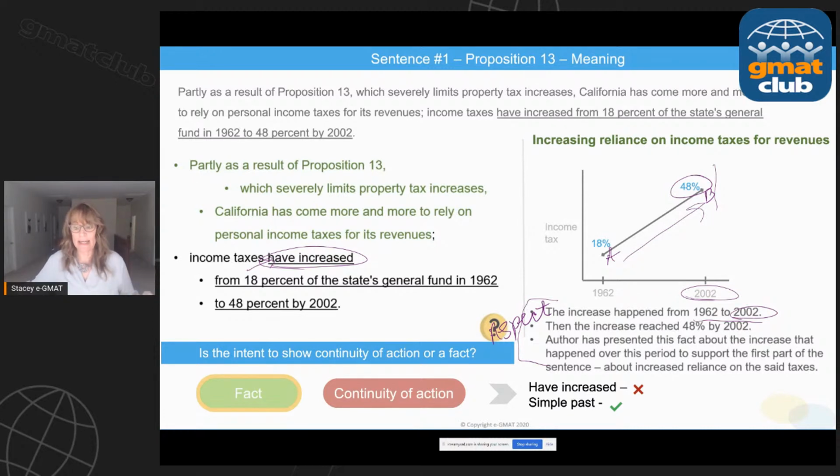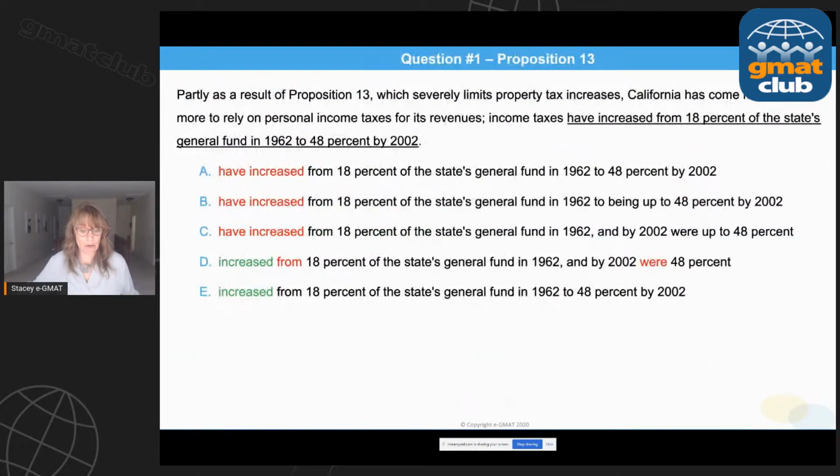We are now looking for an answer choice that gives us the simple past tense. And 62% of you were able to get to this correct answer choice. So let's go through these and explore. So 62% of you landed down here on choice E, which is over half of you. So nice job. I'm super happy with that. So right away, if you were able to see have increased was incorrect, you would be able to move straight through A, B, and C.